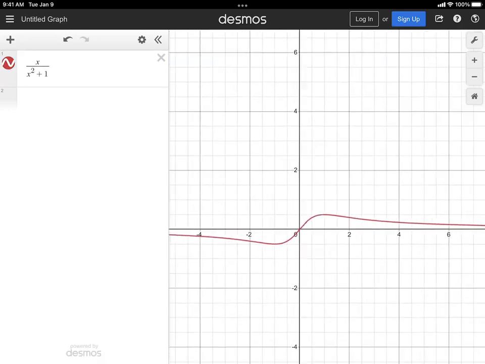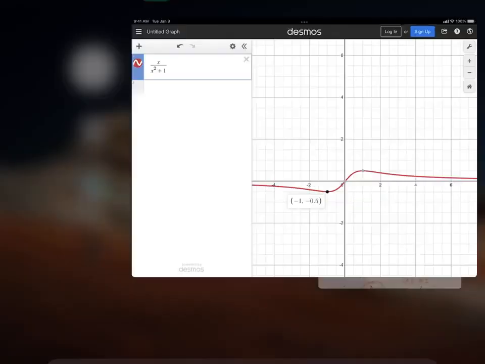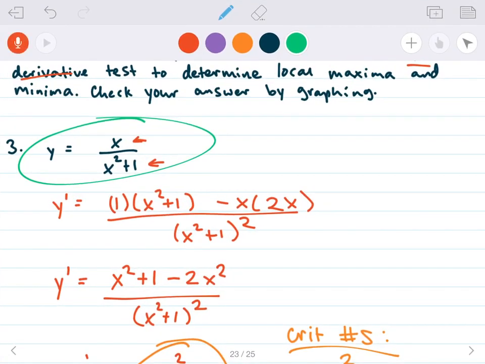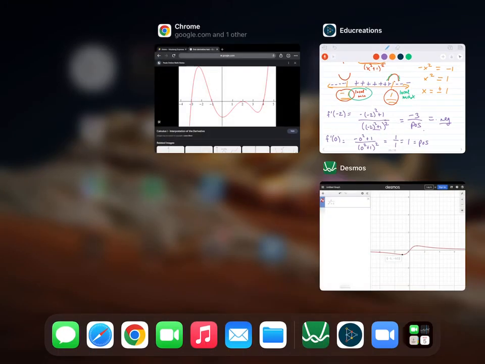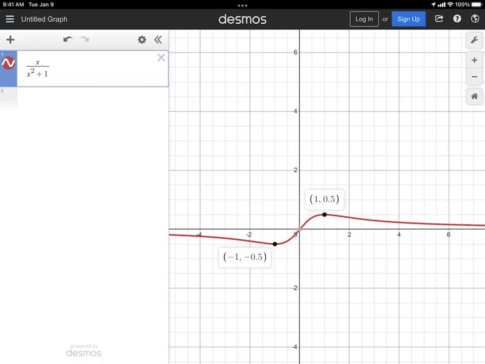Okay, so yeah, it looks like we have our local min at -1, which we have here, and then we have a local max at +1. We can see that from our graph. All right.